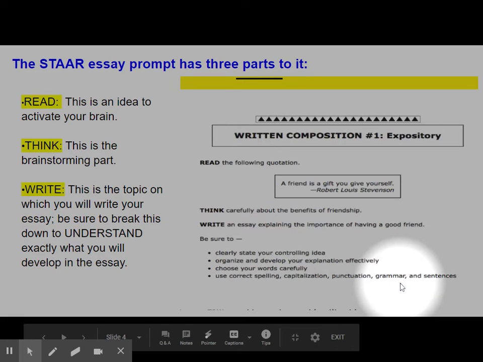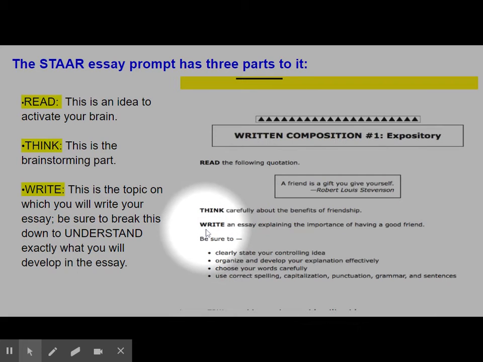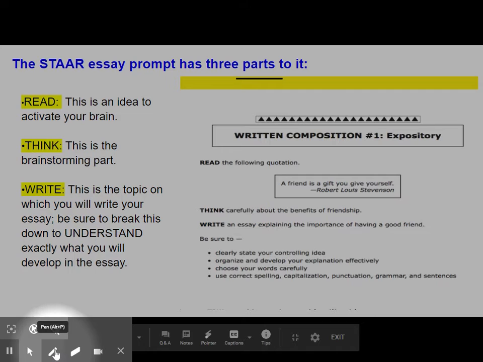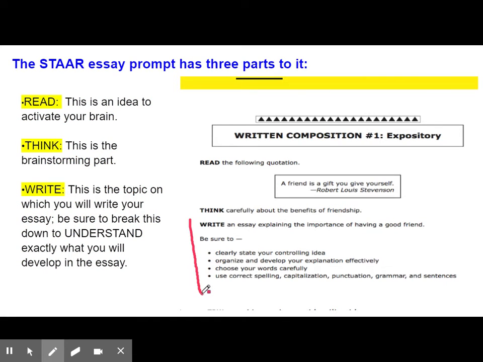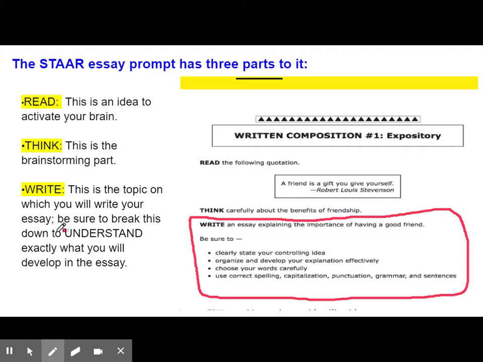So your essay prompt, what they're asking you to write about, is going to be where it says write. A tip that I've been telling my students for many years is to either circle or box where it says write. This is just to make sure you don't get confused on what your essay is about.